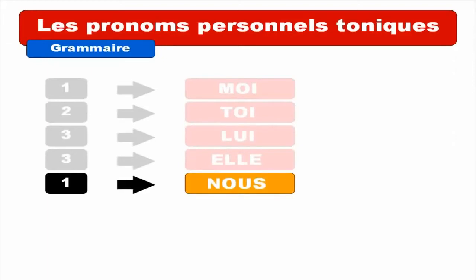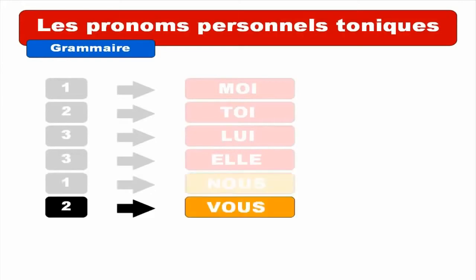Alright. So keep in mind that final S is not pronounced. So you get this nous. Repeat. Nous. Okay. And then vous. Same thing, final S is not pronounced.